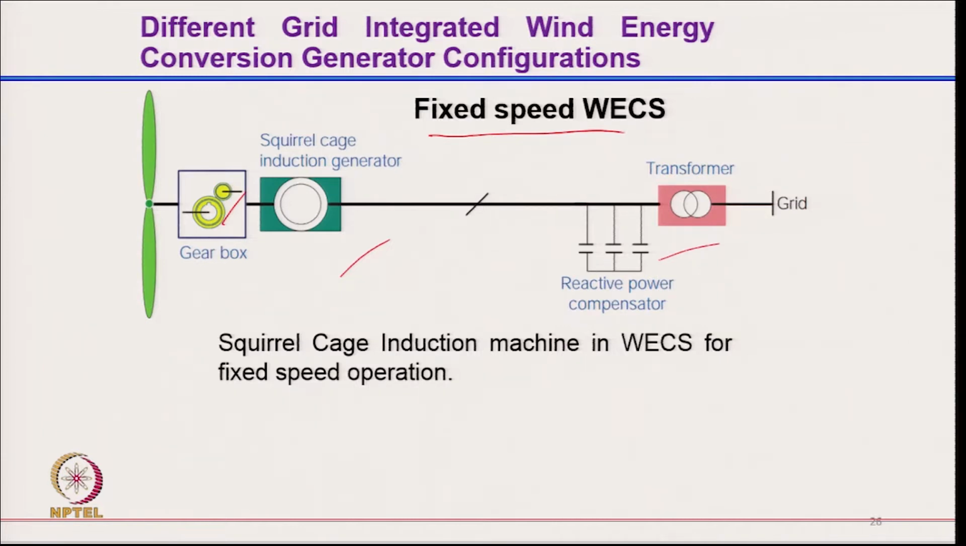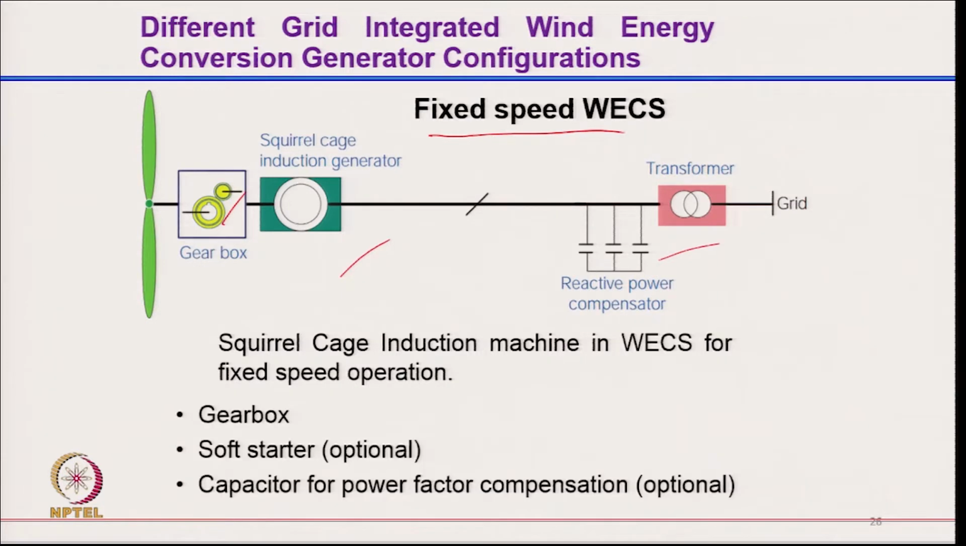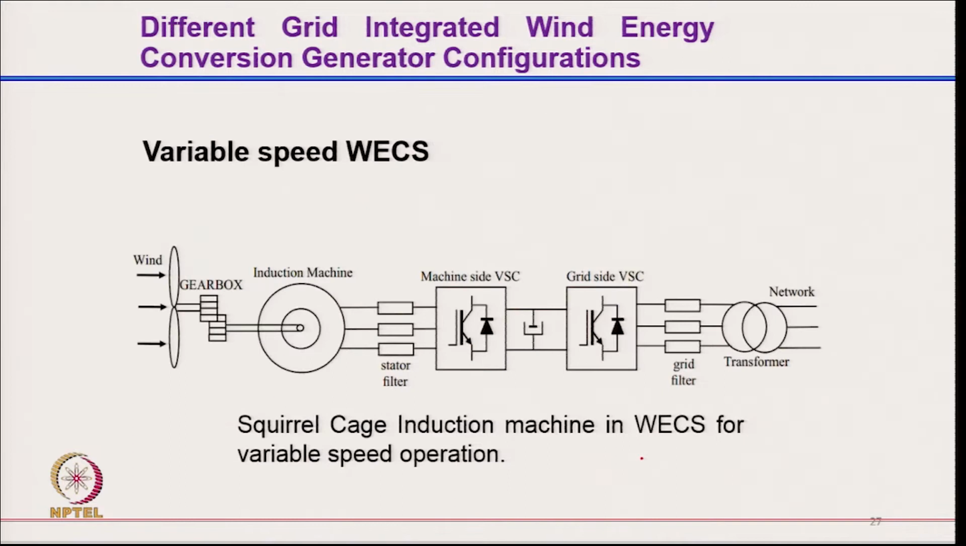So we still call it the fixed speed configuration. It normally has a gearbox, because a squirrel cage machine of 4 pole and 6 pole runs at a little more than 1000 rpm and 1500 rpm. To bring the very low wind turbine speed of about 15 to 150 rpm up to the order of 1000 to 1500 rpm, you have to use the gearbox. They also have a soft starter and a capacitor for power factor correction.